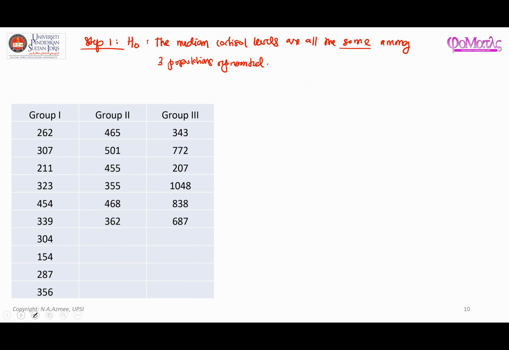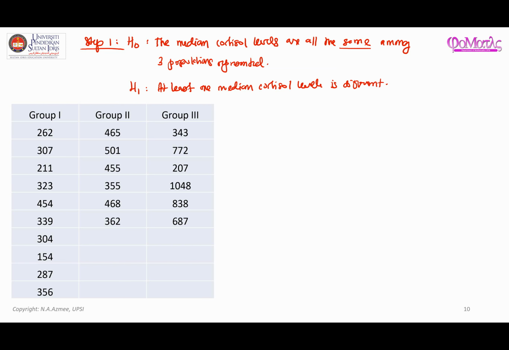An alternative is just the opposite of the null hypothesis, or we can simply write down that at least one median cortisol level is different. So we are saying that at least we have one group here with a different level of median, with a different level of cortisol value. The median of cortisol level here is different for at least one group. So that's the first step.